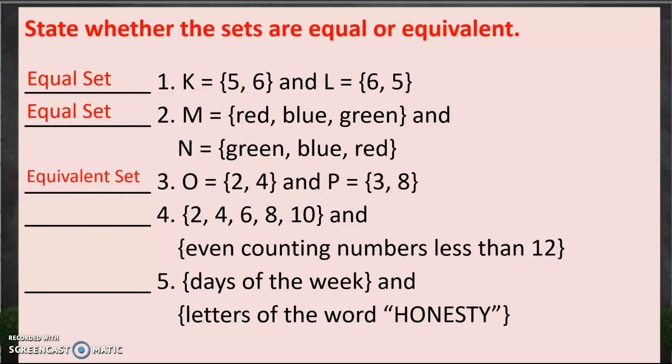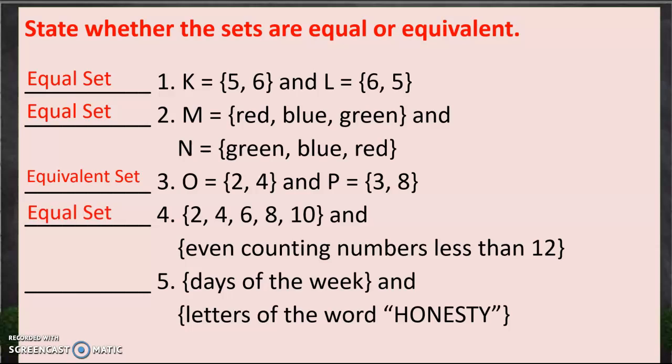Number 4. 2, 4, 6, 8, 10, and even counting numbers less than 10. Even counting means 0 is not included. So we will start with 2, 4, 6, 8, 10. They have exactly the same elements, so they are equal sets.